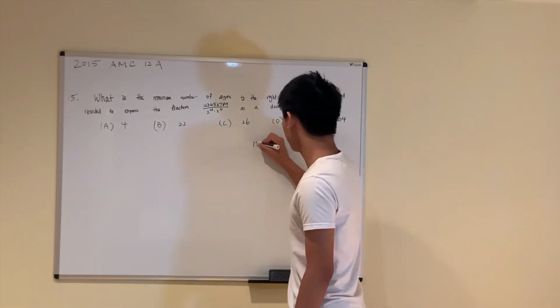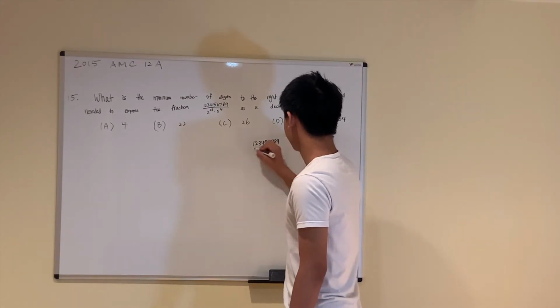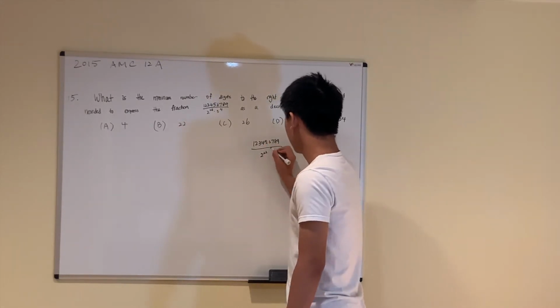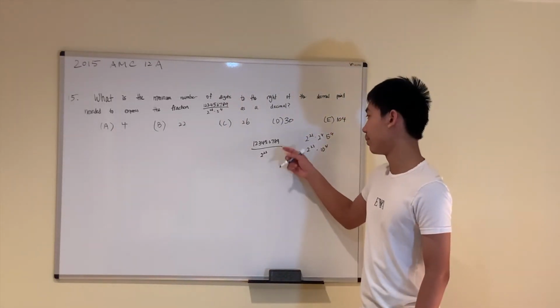So we're going to have 12345.6789 divided by 2 to the 22nd. And what we have to figure out now is what happens each time we divide this number by 2.